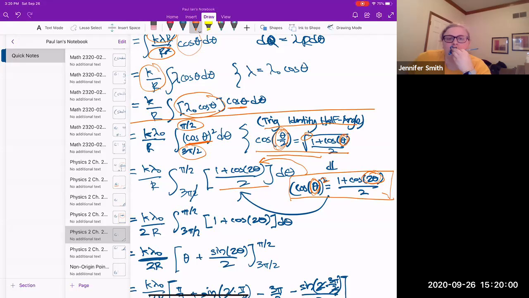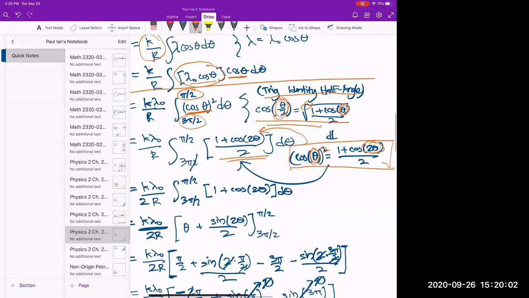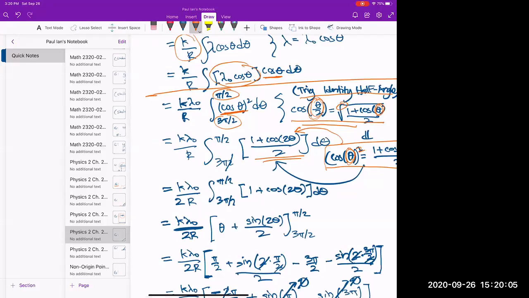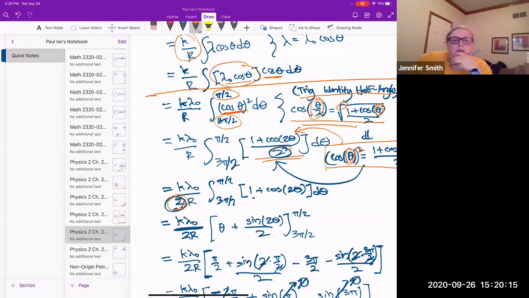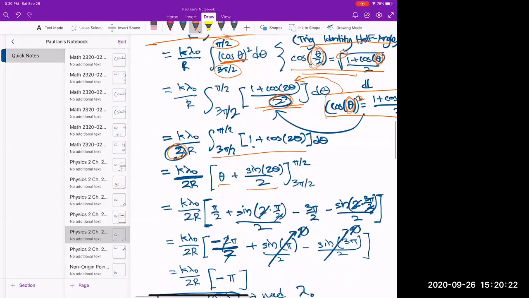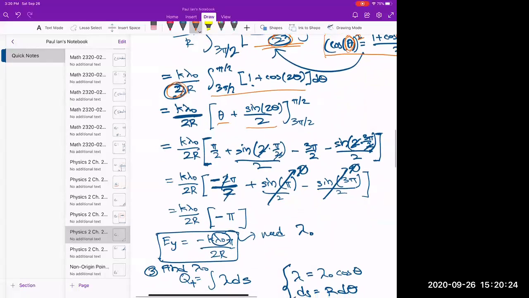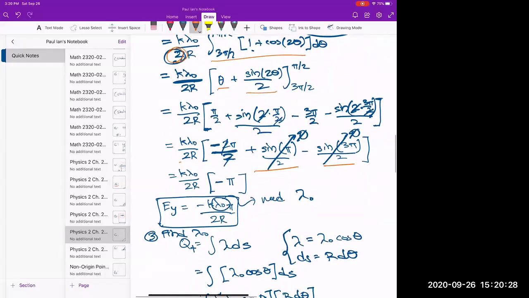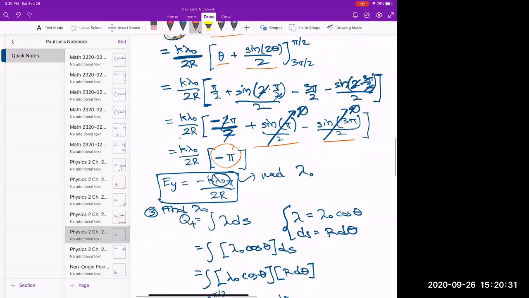Then the next thing, let me just rewrite. You take out the 1/2, and then you just do the integral. It's theta plus sine 2 theta over 2. After doing the integral, you're going to get negative pi.